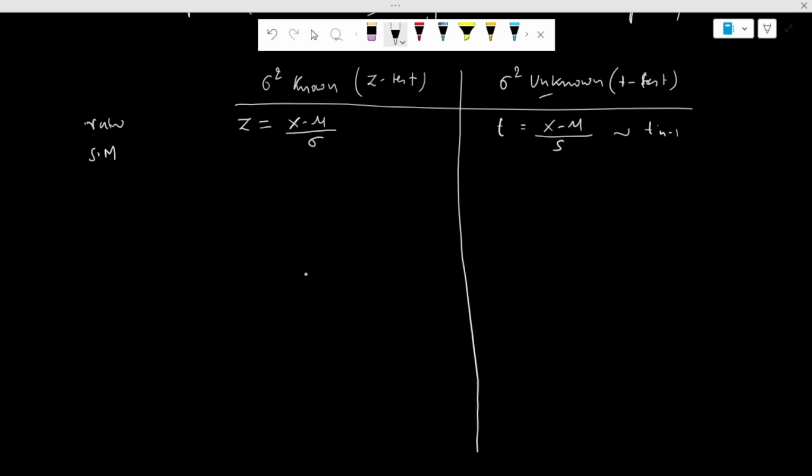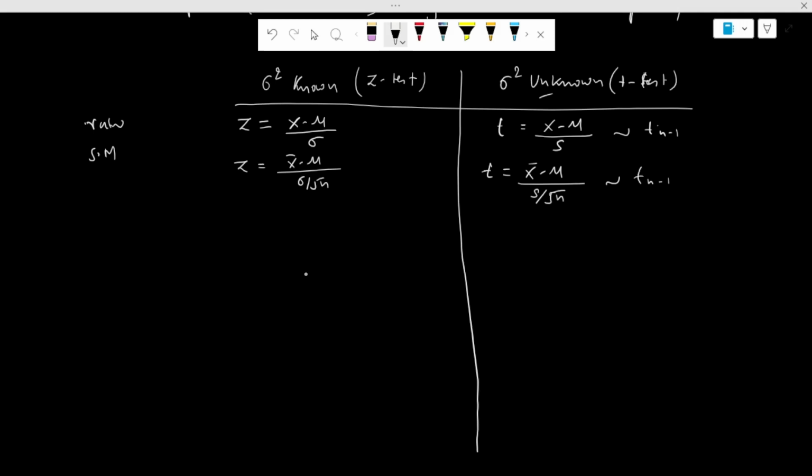Similarly, if we want to perform the test for the sample mean, then our Z score is equal to x bar minus mu divided by the square root of the variance of the sample mean. And if we don't know the population variance, then this is again going to be a T distribution. The numerator has the same information, divided by the square root of the variance, where we estimate the population variance with the help of the sample variance. This is again a T distribution with n minus 1 degrees of freedom.